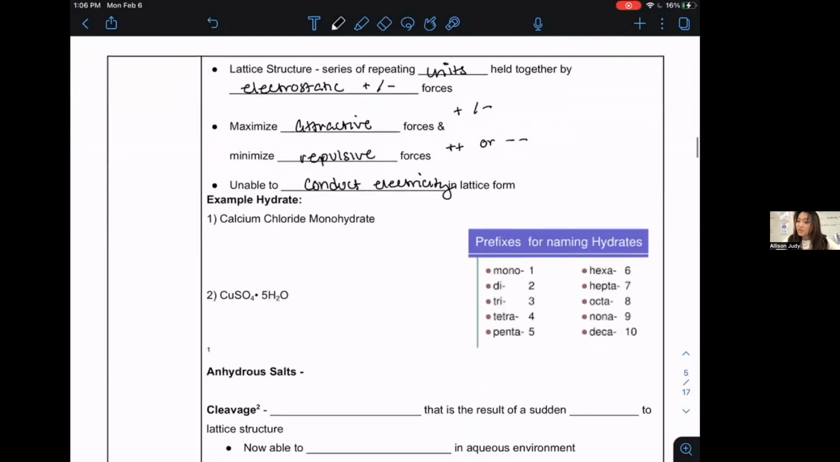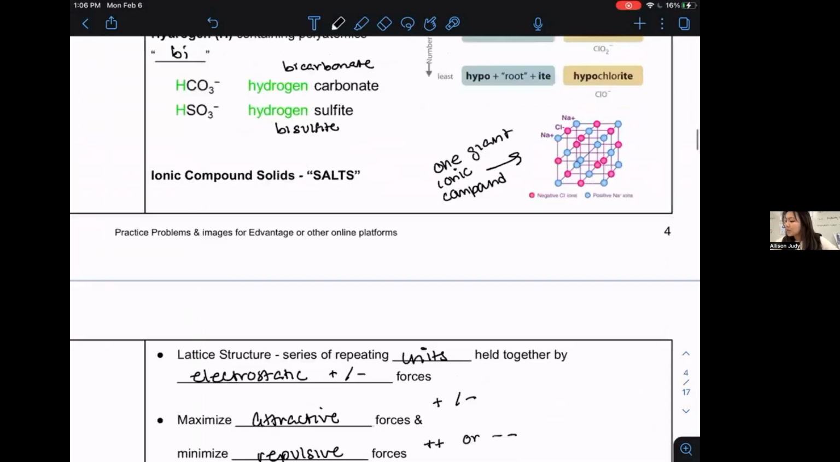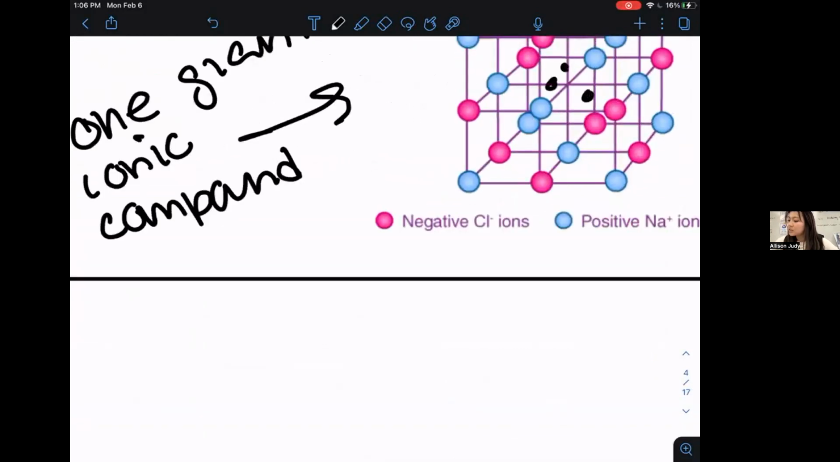So, there's also another unique thing that you've already started to encounter. It's called a hydrate. A hydrate is an ionic lattice structure that has water molecules trapped up in the little in-betweens.